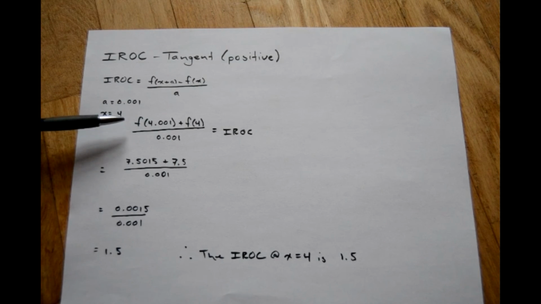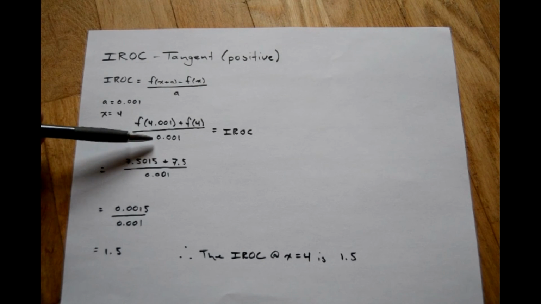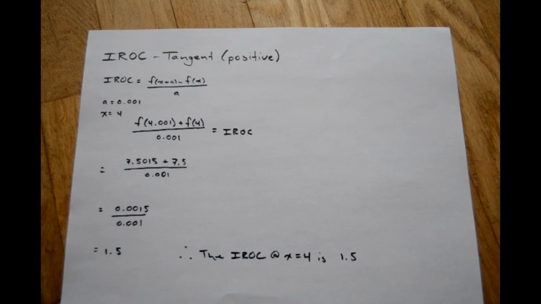So we have f of 4.001 minus f of 4 all divided by 0.001, which ends up working out, when you do all the math, to be 7.5015 minus 7.5 all over 0.001, which you simplify down, you end up with 1.5. So the instantaneous rate of change at x equals 4 is 1.5. Now, I can't really put that 1.5 in a unit. I guess I'd just say x per y, because this function really has no practical application.